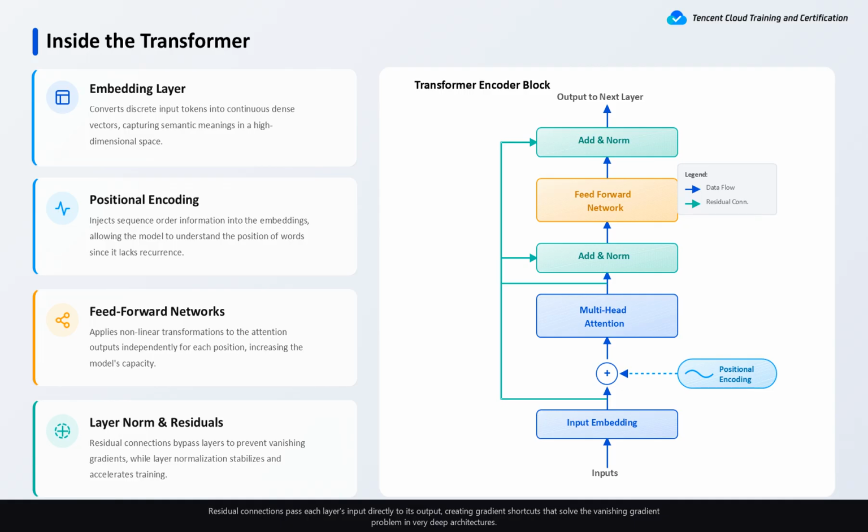Residual connections pass each layer's input directly to its output, creating gradient shortcuts that solve the vanishing gradient problem in very deep architectures. Layer normalization standardizes activations at each layer, maintaining stable training dynamics throughout the deep stacks characteristic of large language models. Together, these components enable training at dozens to hundreds of layers with consistent effectiveness.